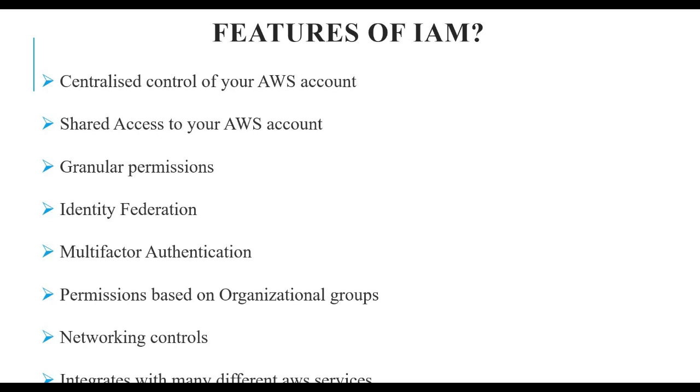The next is that it integrates with many different AWS services. IAM is integrated with many different services, and we can say this is a feature. Another feature is providing temporary access for users, devices and services where necessary. Like if you are using a mobile app and storing data in your AWS account, you can do this only when you are using temporary access. Otherwise, we cannot do it. These are all the features of IAM.